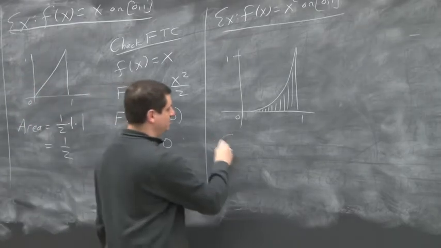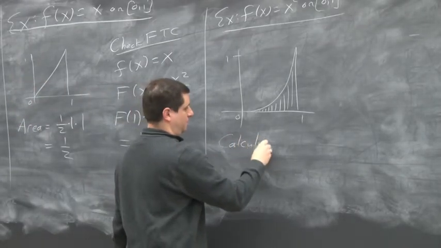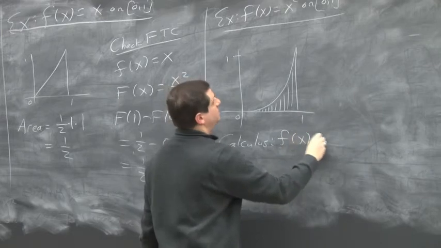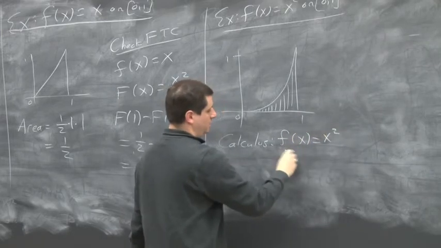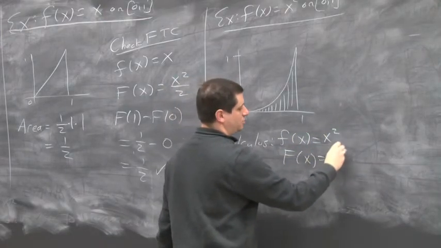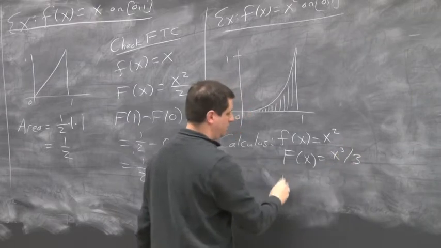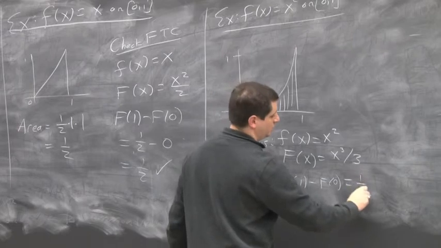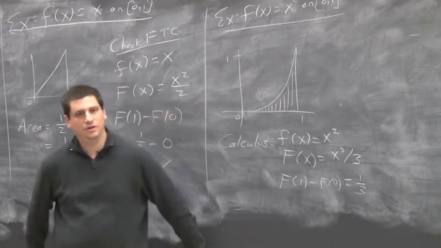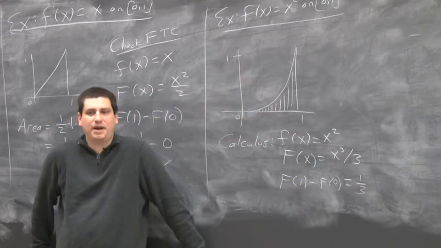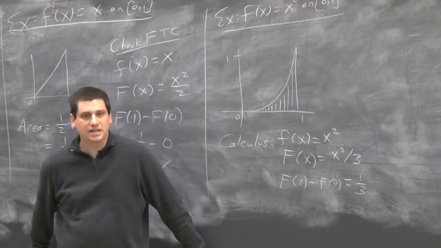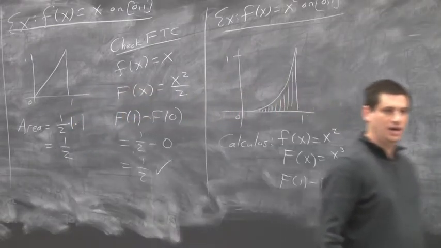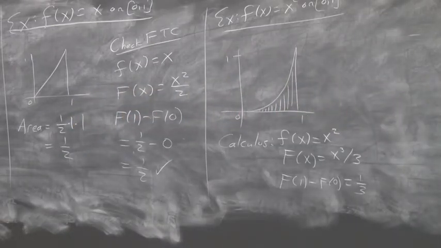Now calculus is easy. We get f of x is x squared. Big F of x is x cubed over 3. Big F of 1 minus big F of 0 is 1/3. So we can find the area easily by calculus, but I want to see, is calculus right? I want to see, do we get the correct answer?